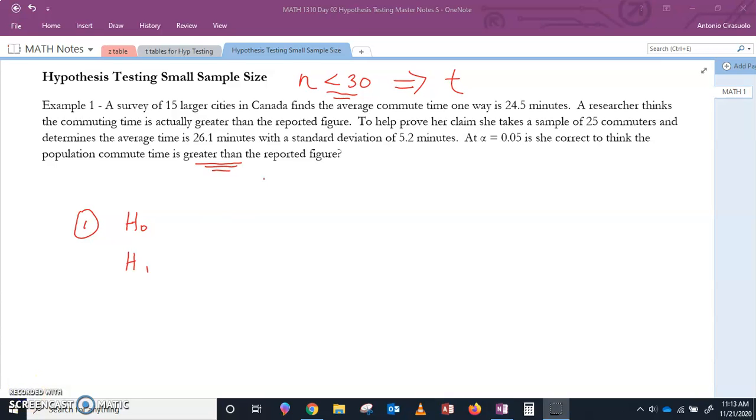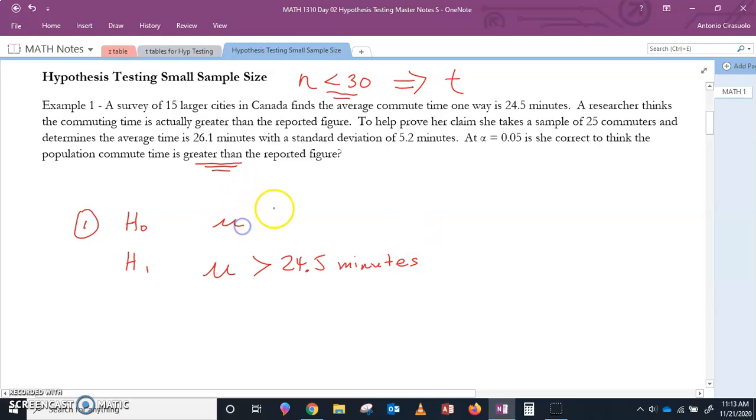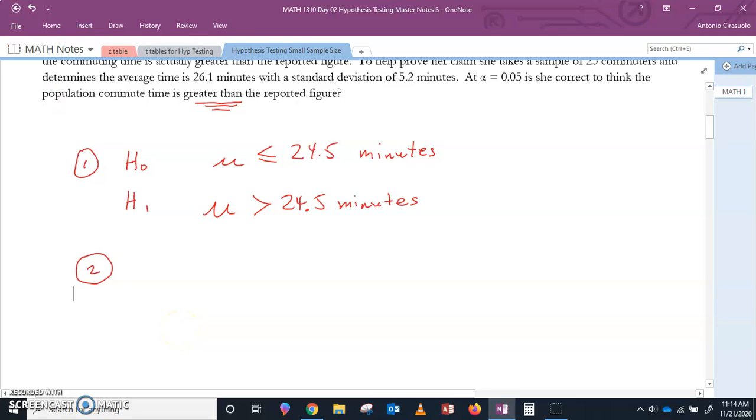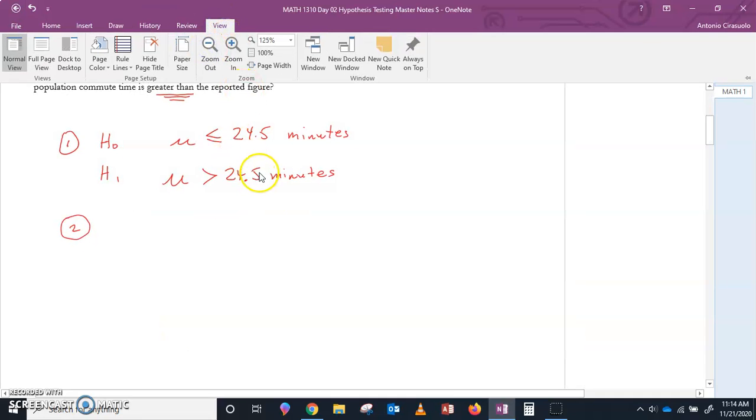So if you came up with an alternative hypothesis of the mean is greater than 24.5 minutes, and the null hypothesis is less than or equal to 24.5 minutes, you would have been correct. Second thing we're going to do is determine the critical values. And once again, let's put together the normal distribution. And it's going to look something like this.